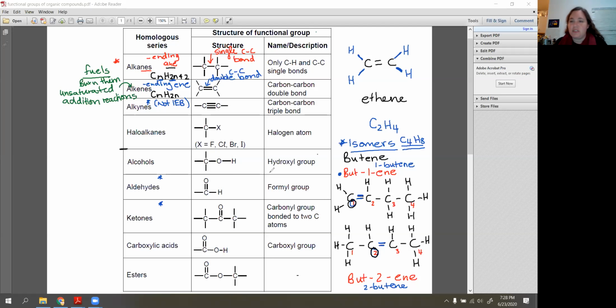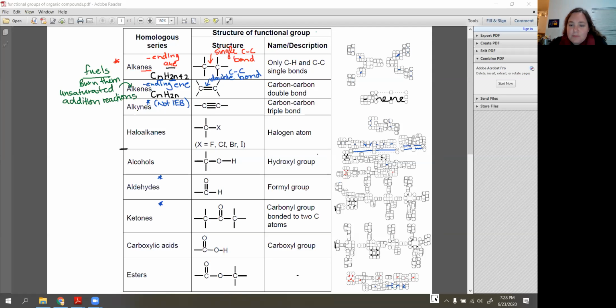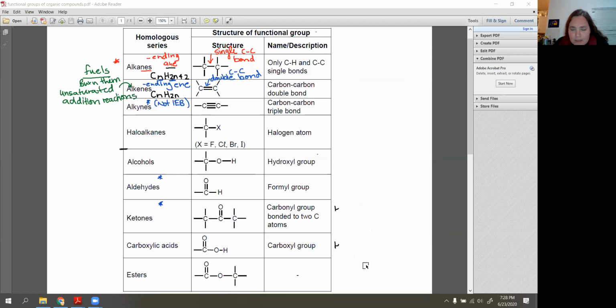All right, so the addition reactions, we can do them. Okay, so that's everything that we need to know, I think, on alkenes. Let's move across to alkynes. Okay, so, this is very important.